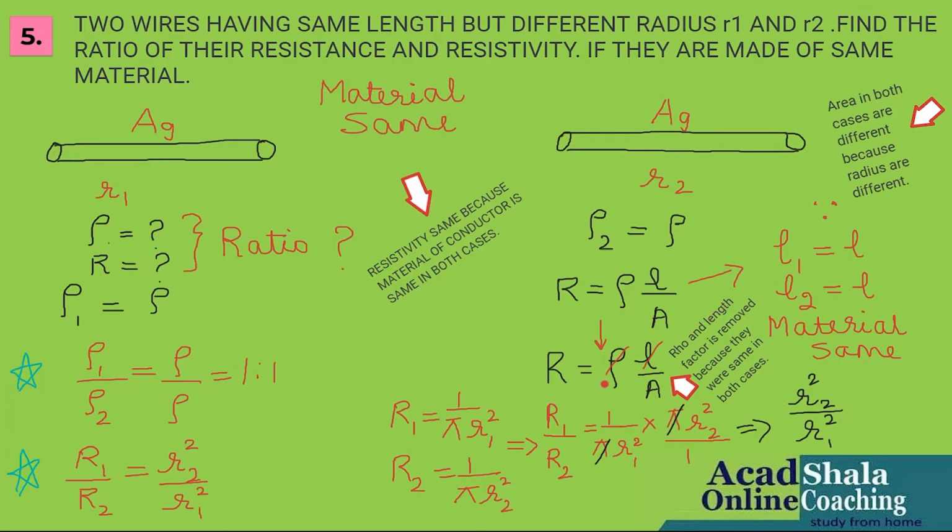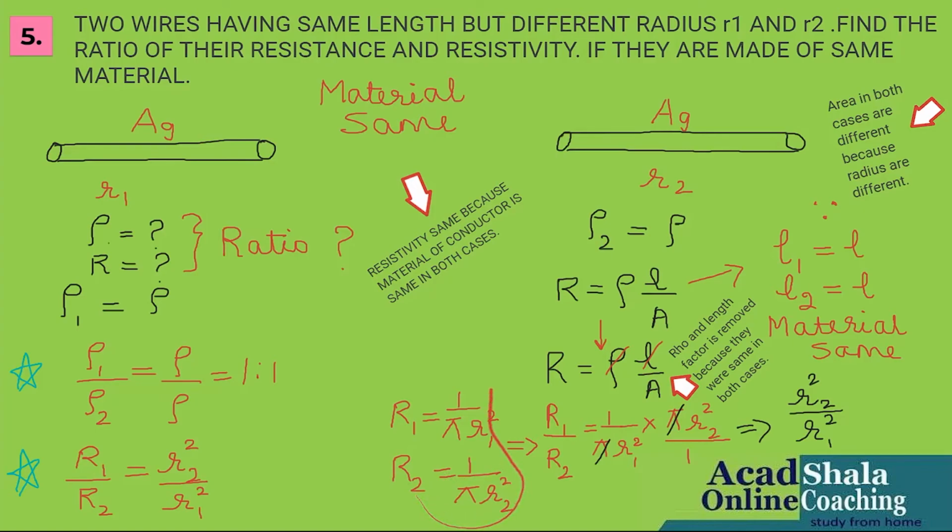So what will happen after removing this rho and L factor because they are the same? I am left with R is proportional to 1 upon A. Now what does the numerical demand? I have to find out the ratio of resistance. Resistivity we have taken out. So now I have to take out the ratio of their resistance. So R1 is the resistance 1 upon the area formula, that is pi R square. So in the first case R1 is equal to 1 upon pi R1 square. In the second case R2 is equal to 1 upon pi R2 square.